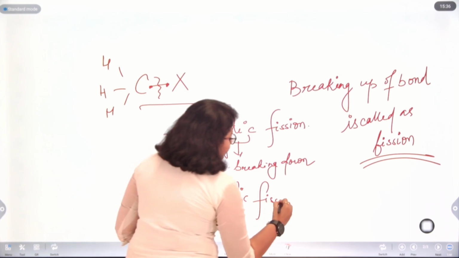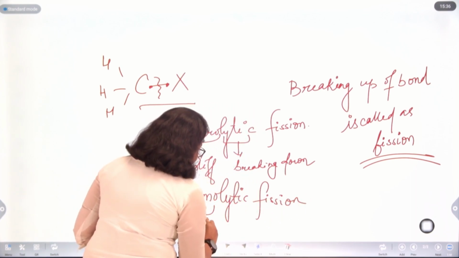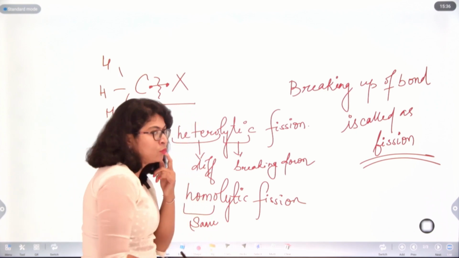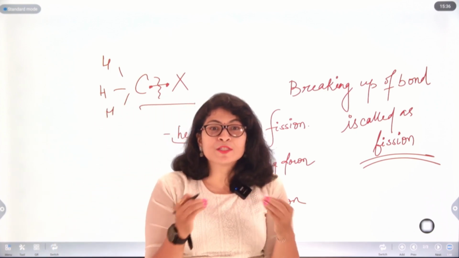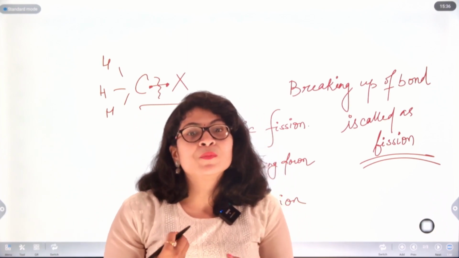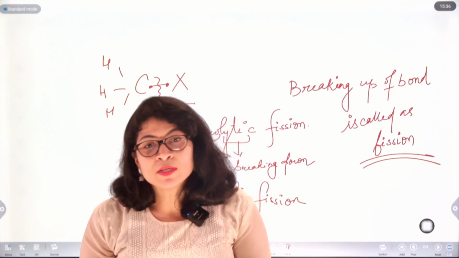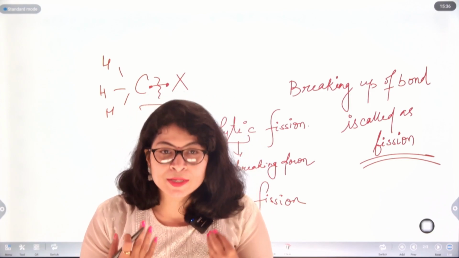Homolytic fission. Now homo means same or equal. So if there is equal distribution of electrons between the two atoms when the bond is being broken, that is called homolytic fission. If there is unequal distribution, then that is called heterolytic fission.